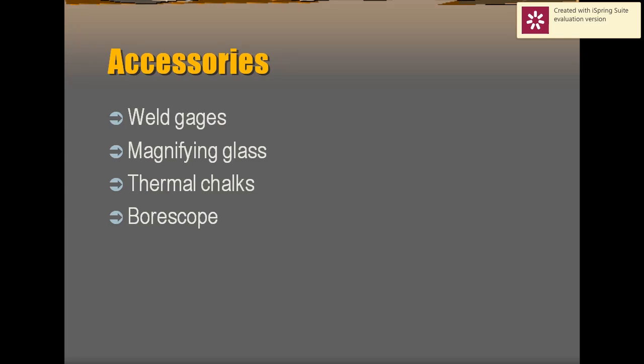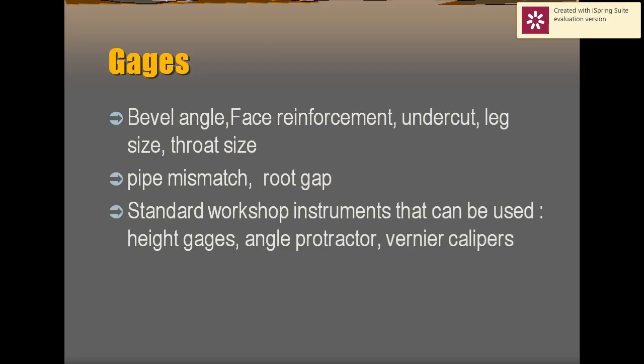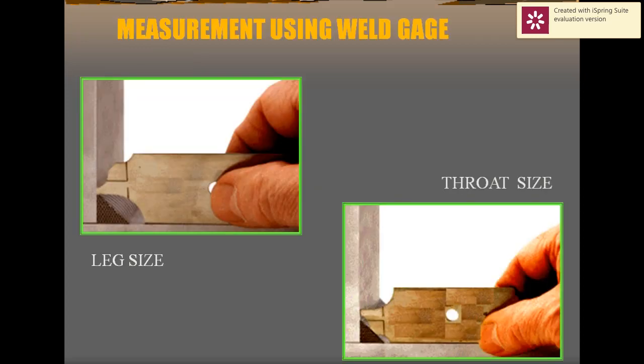What is meant by weld gauges? Different types of gauges are available for weld sizing and other functions. Some of the specific gauges include fillet gauges, taper gauges, and Hi-Lo gauges. Each and every gauge is unique in measuring the components. They measure the bevel angle, face reinforcement, undercut, leg size, and throat size. These measurements have to be made with the support of gauges, as they cannot be measured with the eye alone.